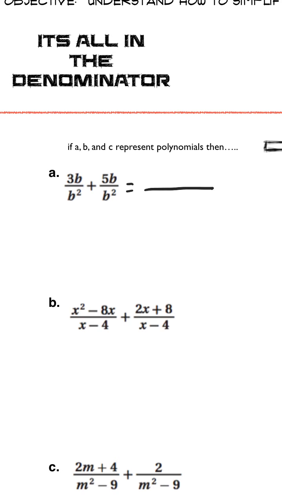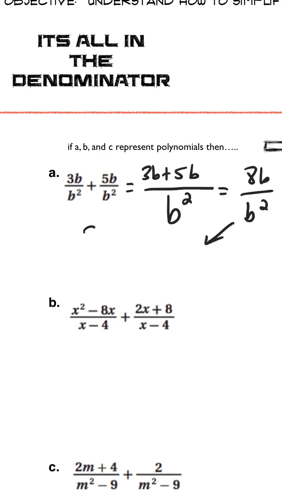Notice that for a, there already is a common denominator, it's b squared. On the top, I can add 3b plus 5b, and this would give me 8b over b squared. Don't forget your rules for simplifying. If you wrote it out as b times b on the bottom, I could cancel out a b from the top and the bottom. So the simplest version is 8 over b.